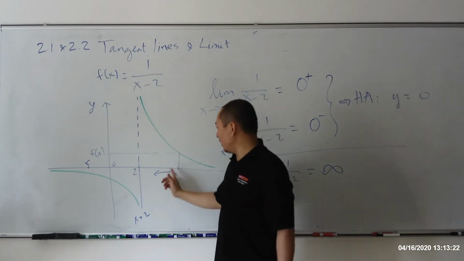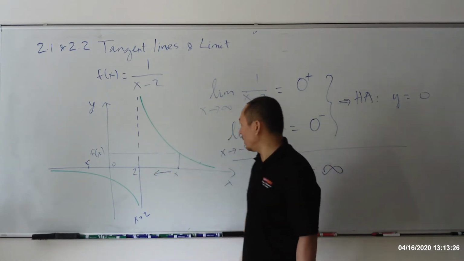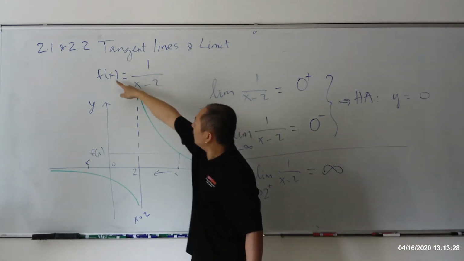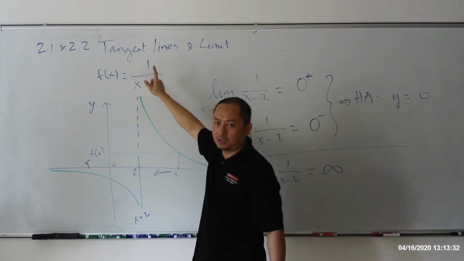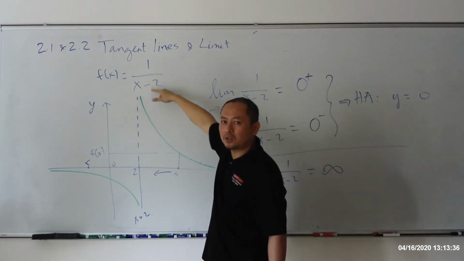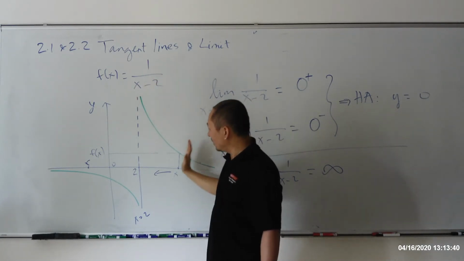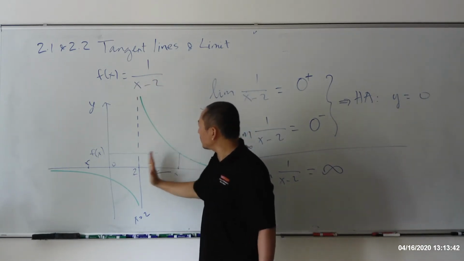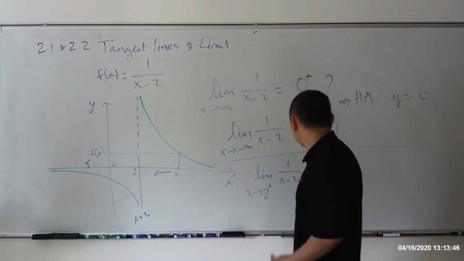x never hits 2. f of x when x equals 2 is undefined. We don't have f of 2, because when you plug in x equal to 2, 1 over 2 minus 2 is 1 over 0, which is undefined. But it is okay for x equal to 2.00001. x a little bit bigger than 2 is okay, right? Not 2, but closer to 2 is okay. When x is closer to 2, f of x is shooting up to the sky, to infinity.